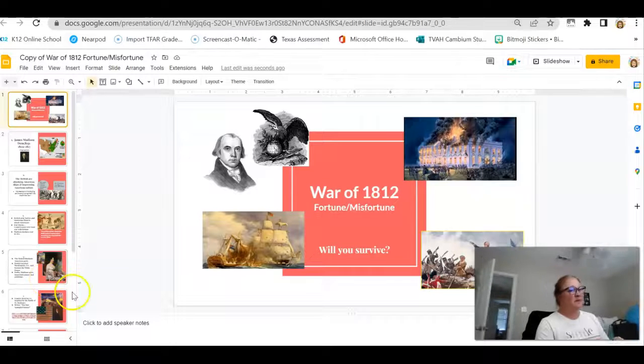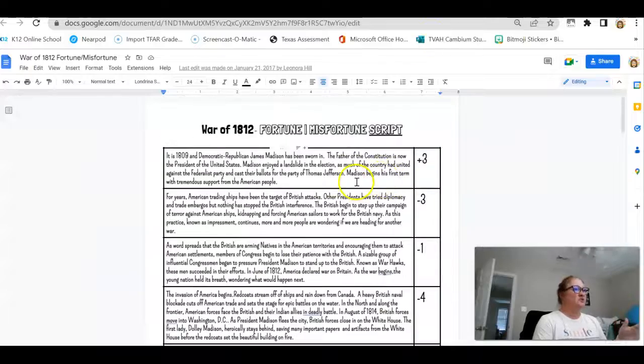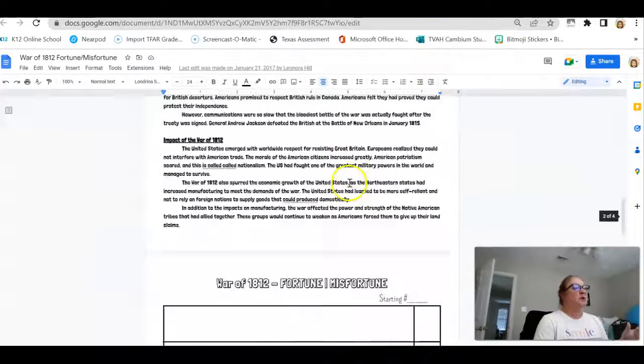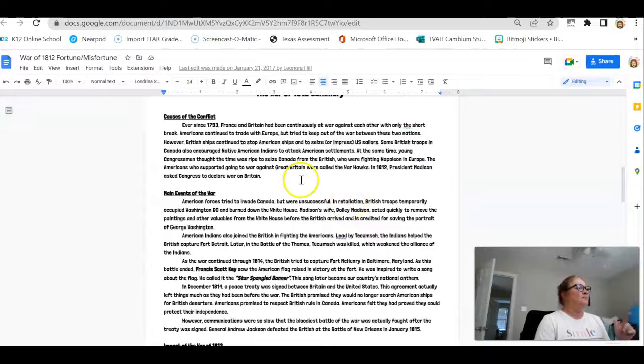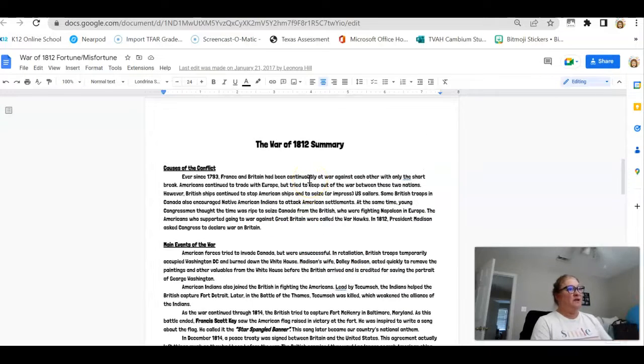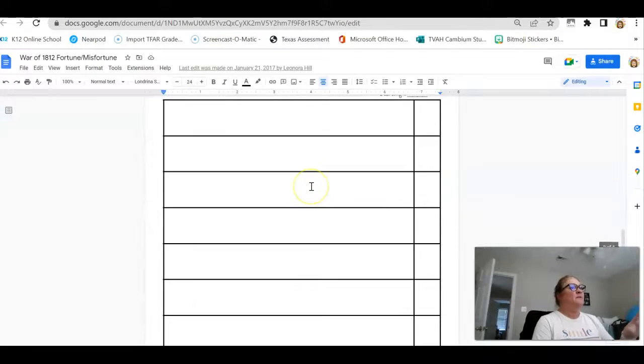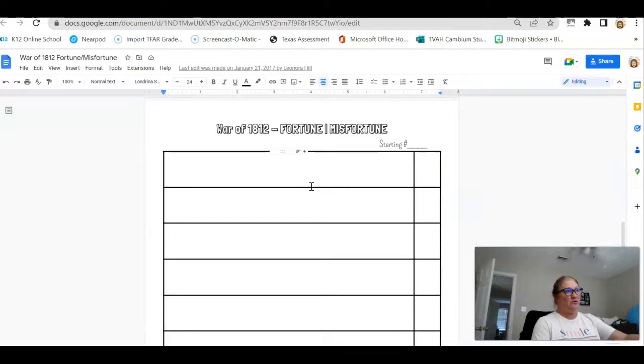So I don't really want to be on camera, but I need to show you some things for how you play the game. Okay, so if we were in a brick and mortar classroom, the kids would get a two-sided paper that has the War of 1812 reading, and then this would be their note page that you're looking at.